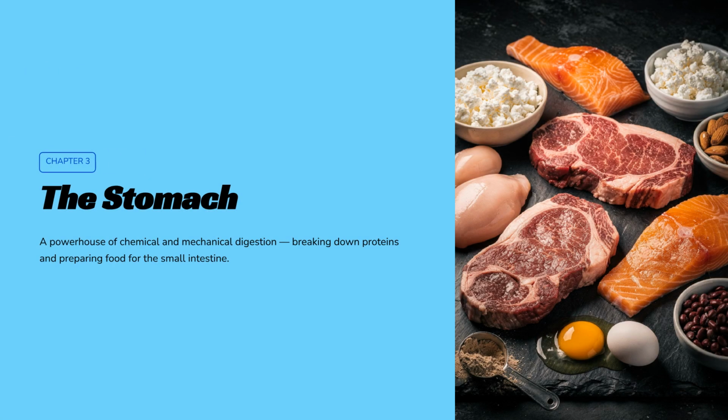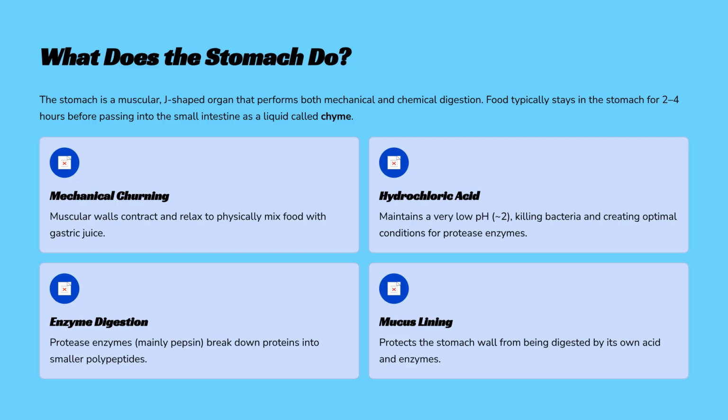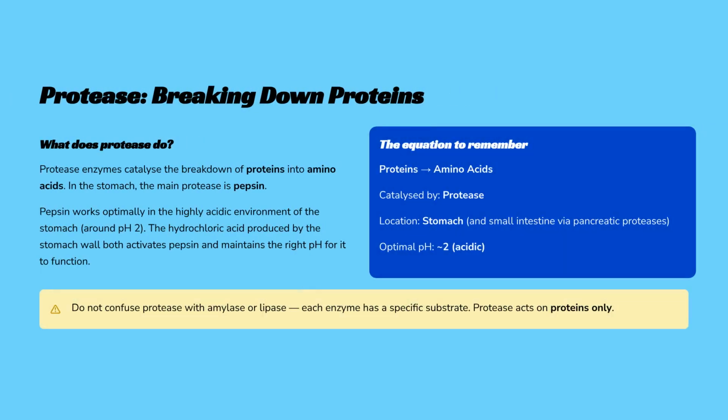Chapter 3 covers the stomach, a powerhouse of chemical and mechanical digestion. Its primary roles are breaking down proteins and preparing food for the small intestine. The stomach performs mechanical churning, using its muscular walls to mix food with gastric juice. Chemically, it produces hydrochloric acid to kill bacteria and activate protease enzymes, which begin breaking down proteins. Protease enzymes, primarily pepsin in the stomach, catalyze the breakdown of proteins into amino acids. Pepsin works optimally in the stomach's highly acidic environment of pH 2, maintained by hydrochloric acid.